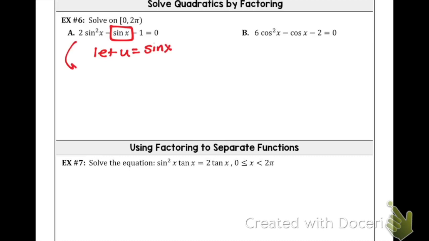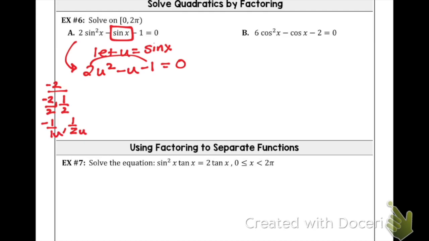So then this expression becomes 2u squared minus u minus 1 is equal to 0. So that should be factorable. If it's not, then I'd have to use the quadratic formula, which we all know how to do. So factoring it, 2 times negative 1 is negative 2. Factors of negative 2 that get us to negative 1 would be negative 2 and 1. Put it over 2, reduce, attach my u's to the denominator. So we get u minus 1 times 2u plus 1 is equal to 0.